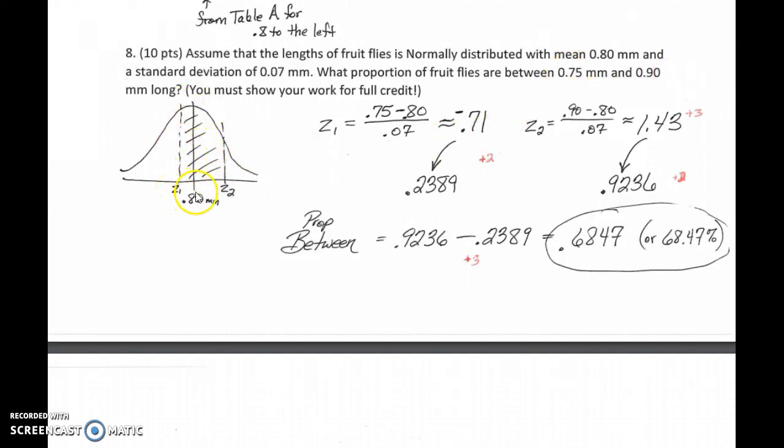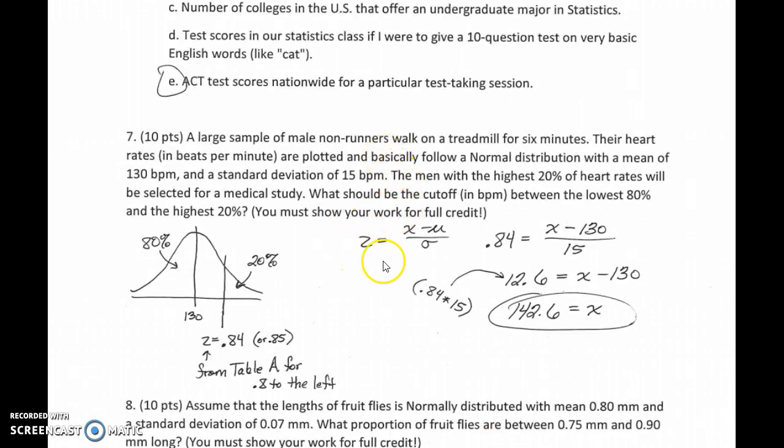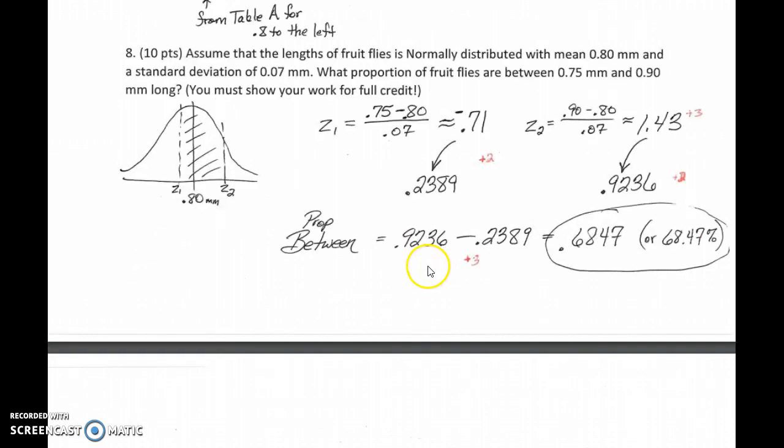So what we want to do first is figure out the z-scores, because if we're going to use Table A, we're going to need to come to the table with a z-score. We can't use these raw values of 0.75 and 0.9 on Table A. So we convert each one to get a z-score. We're using that same formula that we used before right there. And that'll give us a z-score of negative 0.71 for this one and 1.43 for this one.